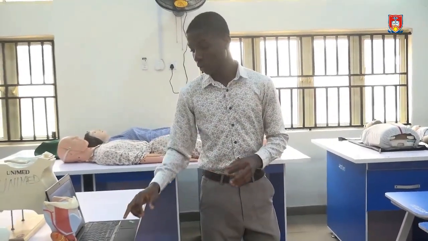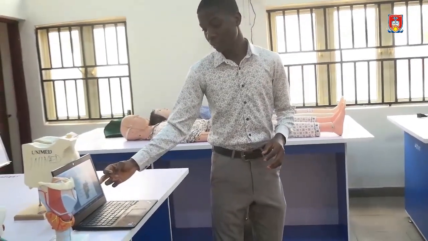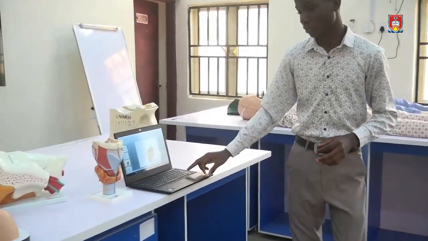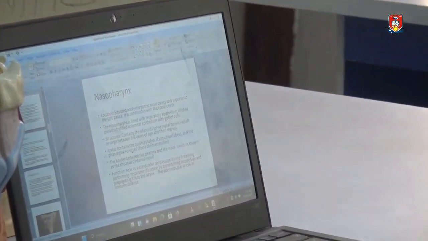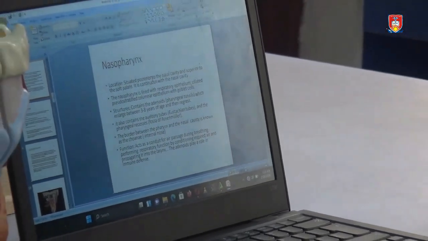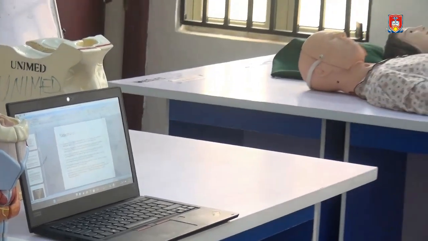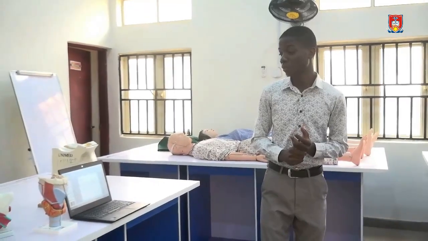Going back, here you can see a picture of the pharynx: the nasopharynx, the oropharynx, and the laryngeal pharynx. This is a picture illustration of the pharynx. Beginning with the nasopharynx, it is the first part of the pharynx, situated posterior to the nasal cavity and superior to the soft palate. It is continuous with the nasal cavity, so you can see from the name where it gets its name from.